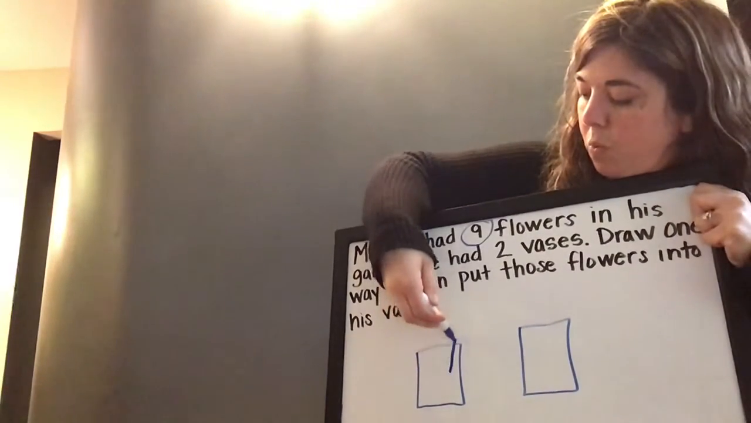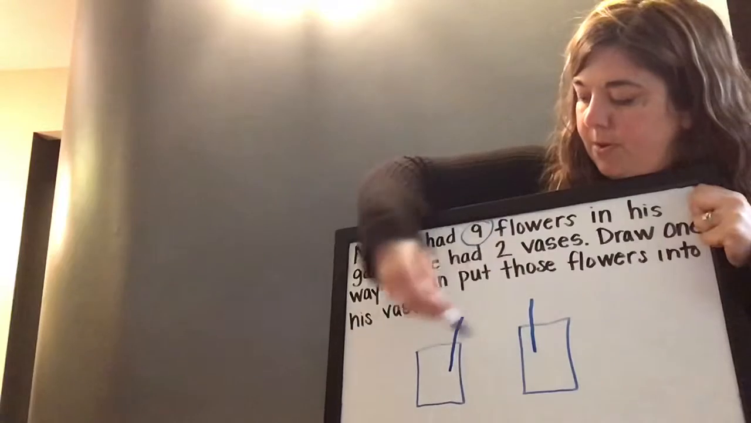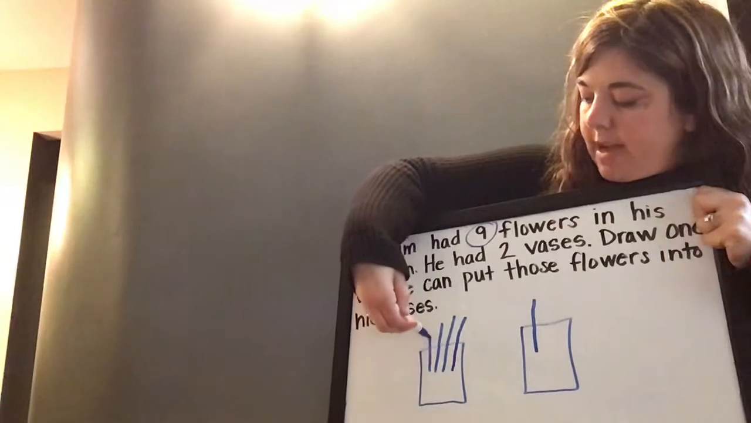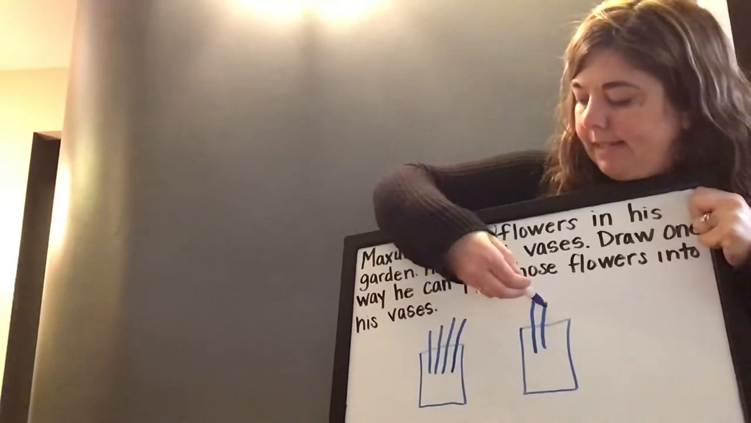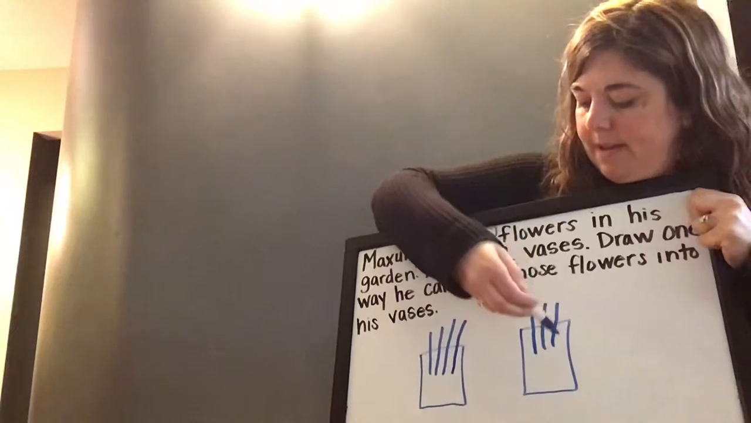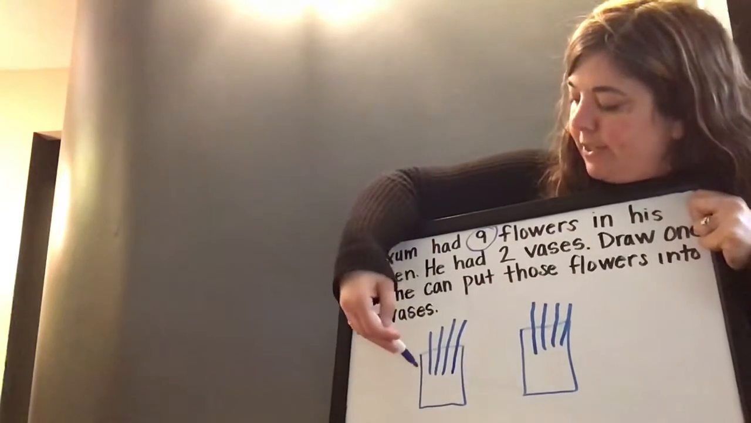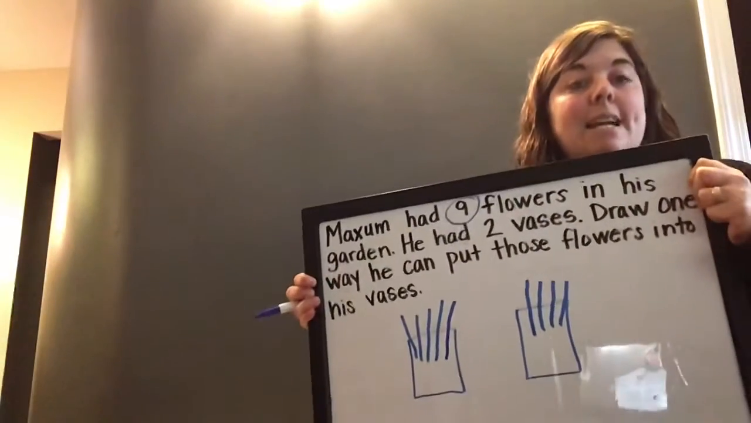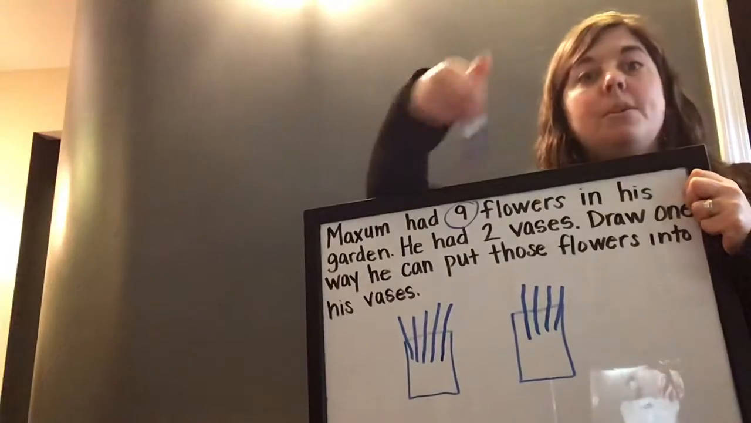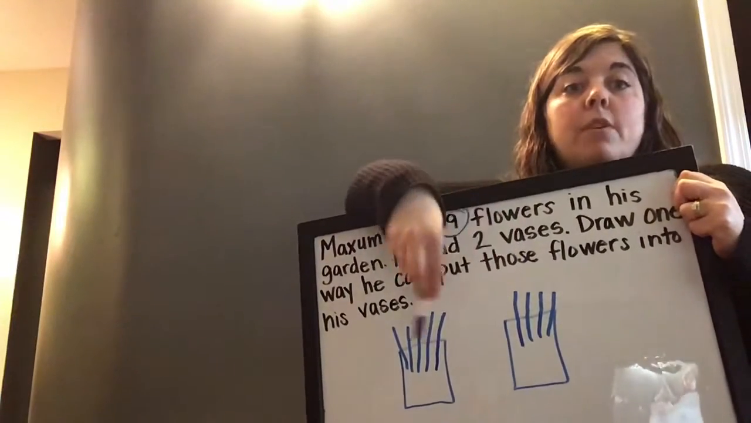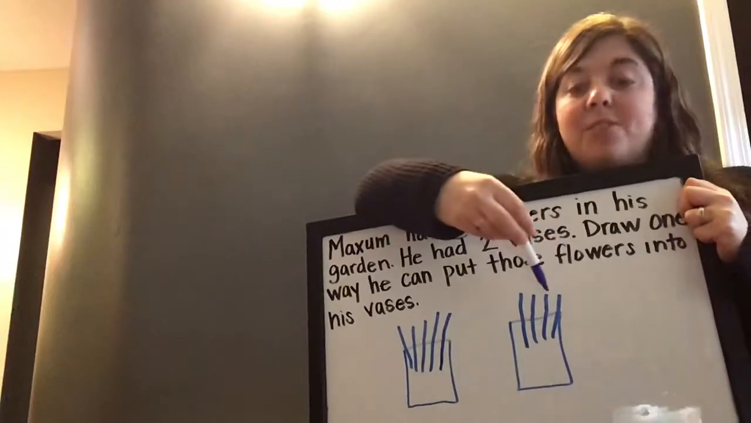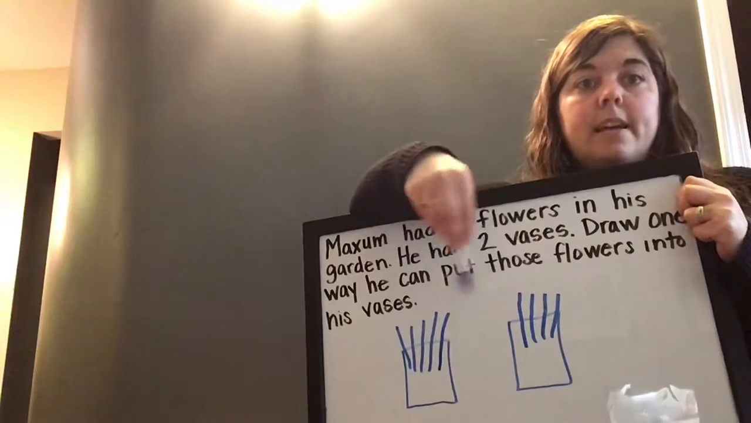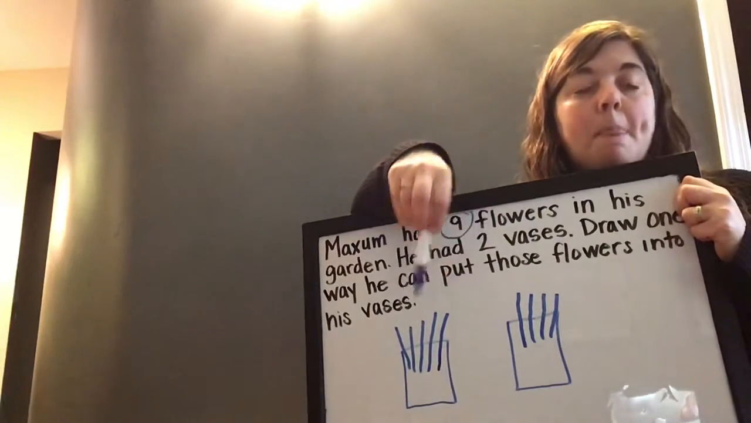So I have 1, 2, 3, 4, 5, 6, 7, 8, and 9. So now we have my 9 flowers. So I want you to pause and give your vases 9 flowers all together. They shouldn't be 9 in one because we want a little bit in both. Make sure you start at 1 and give a little bit of both to each vase. All right, so go ahead and pause.